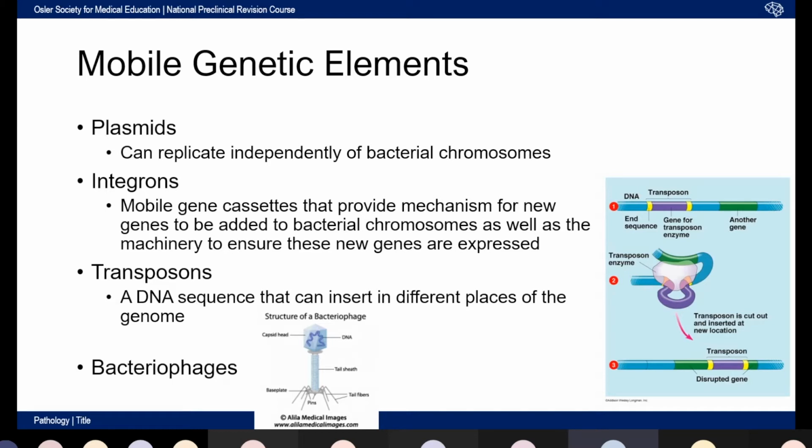And then integrons are mobile gene cassettes that provide the mechanism for new genes to be added to the chromosome, as well as the machinery to ensure that the new genes are expressed in the bacteria. And then bacteriophages, as I said, are viruses that infect bacteria, and they can also cause the spread of resistance genes between bacteria.